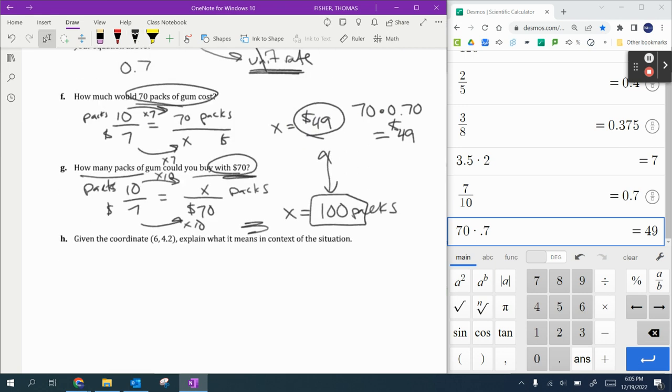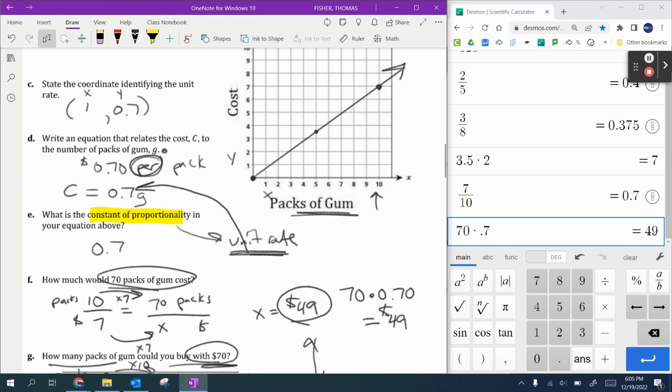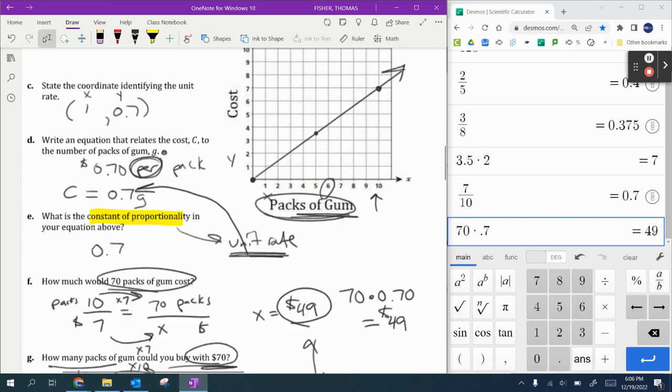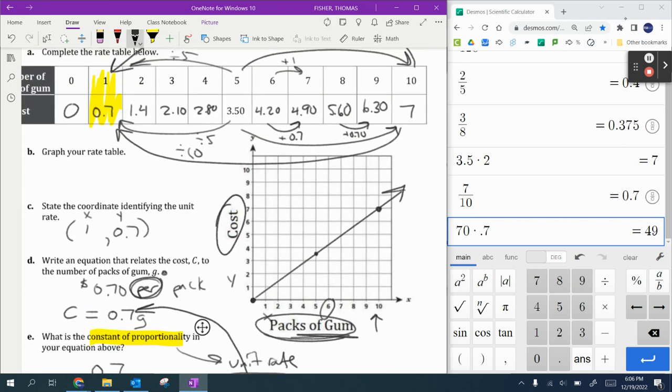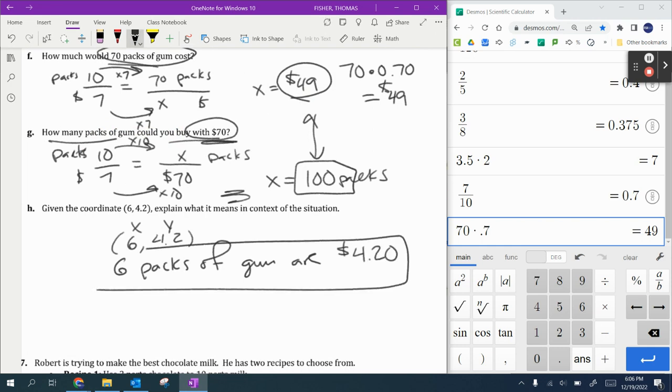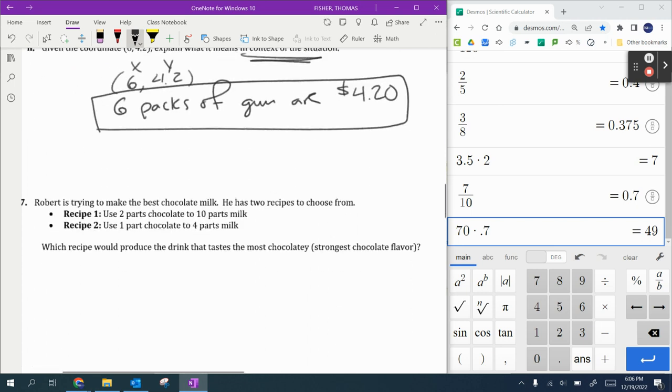For this coordinate here, again, the coordinates are always the X followed by the Y. So this is saying the X thing is 6, so the packs of gum are 6. So 6 packs of gum are, go to the Y thing. The Y thing is cost. So the 4.2 is the cost. So 6 packs cost $4.20. And that's what that coordinate means in context of the situation, what we're actually talking about.